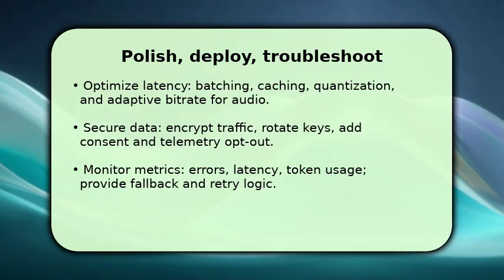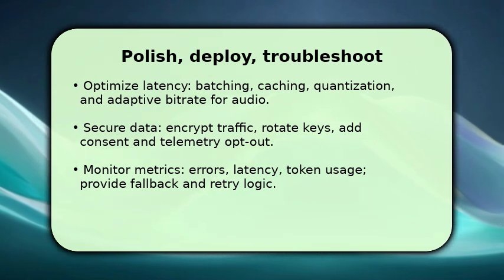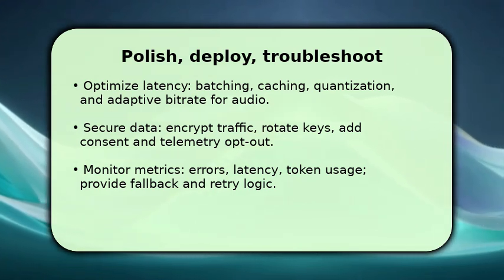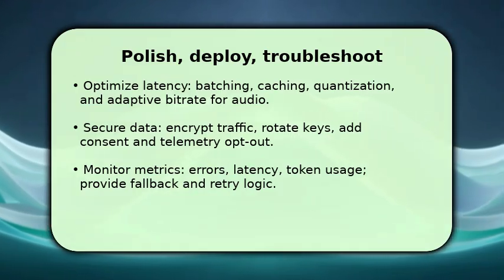If something goes wrong, first check logs for network or auth failures, and enable a graceful fallback path that retries or switches to a lightweight local model to keep the assistant responsive.